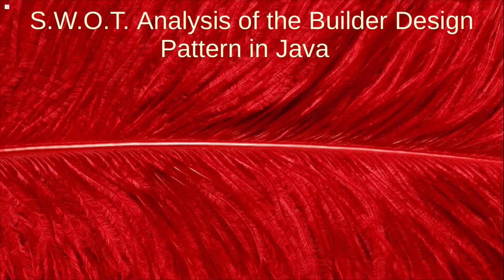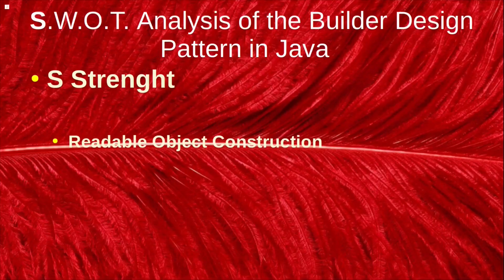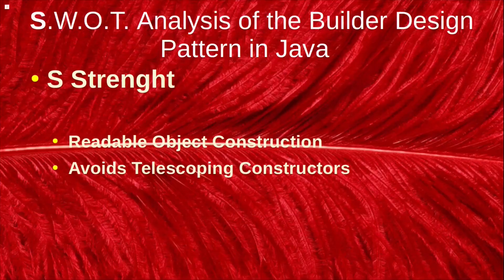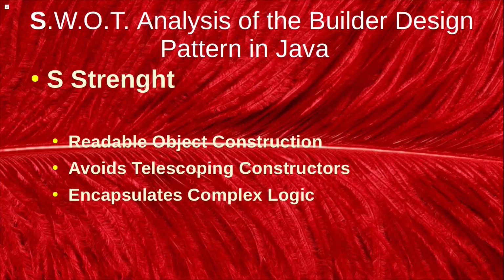Here's our SWOT analysis of the Builder design pattern, creational, in Java. S. Strength. Readable object construction. Builds objects step by step, improving code clarity, especially for objects with many optional fields. Avoids telescoping constructors. Replaces overloaded constructors with clear builder methods, enhancing maintainability. Encapsulates complex logic. Keeps complex creation logic within the builder, separating concerns and simplifying the main code.